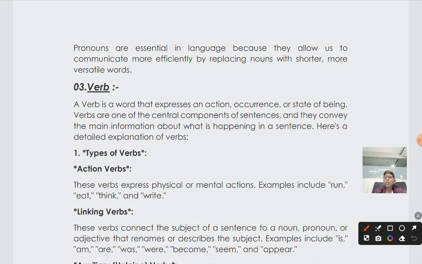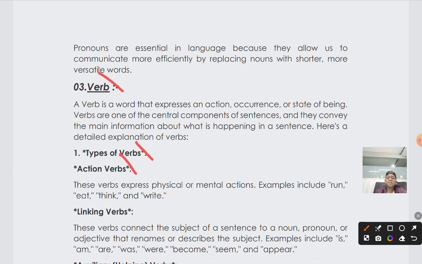Next we're going to look at the verb. A verb is a word that expresses an action, occurrence, or state of being. Verbs are one of the most central components of sentences, and they convey the main information about what is happening in a sentence. Here's a detailed explanation of verbs. We're going to look at types of verbs.